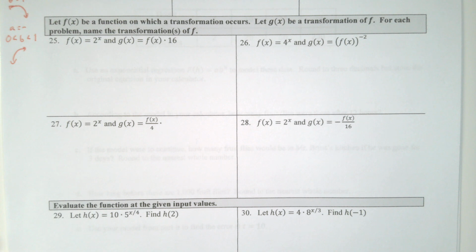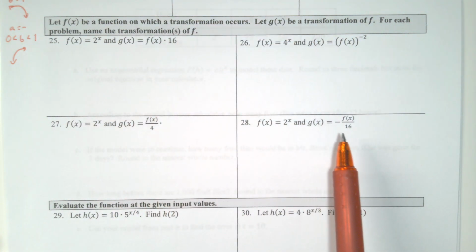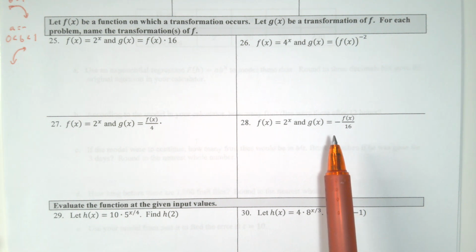Let's look at number 25. So we want to identify the type of transformations that are occurring. As discussed in class, for functions like this one and this one, we can characterize these very easily as vertical dilations. However, we don't want to actually do that.